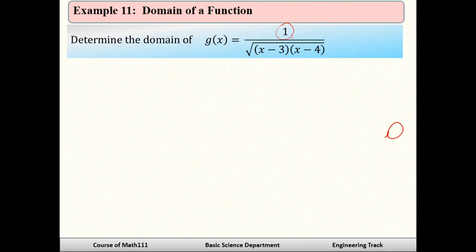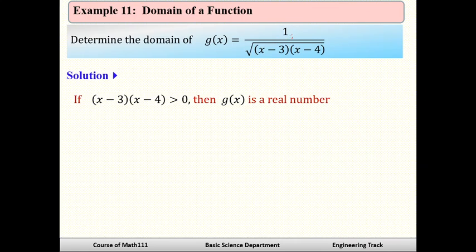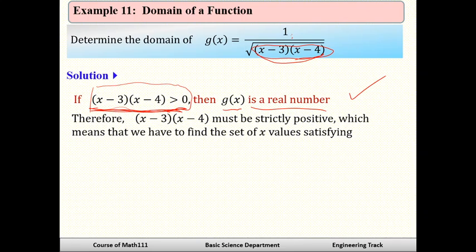So in this case, we can say if the inside term is bigger than 0, then g(x) is a real number, it's accepted. So now we have to find the set of the x's satisfying this inequality. So it means we have to solve it. So how do you solve it?